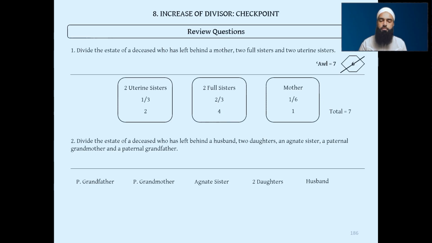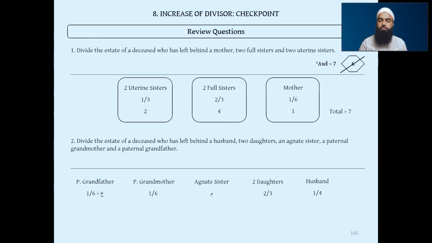Now, revealing the answer, the husband, because there are daughters there, receives a quarter. 2 daughters receive 2/3. The agnate sister, because of the grandfather, becomes mahjub, doesn't receive anything, becomes blocked. The paternal grandmother gets 1/6 anyway. There's no mother or anybody to block her, or even a father. The paternal grandfather, because there are daughters there, gets 1/6 plus his agnatic share.